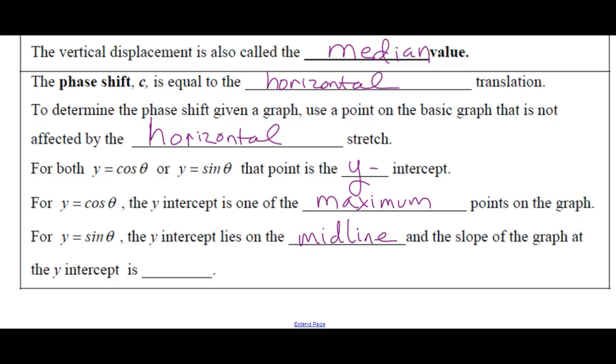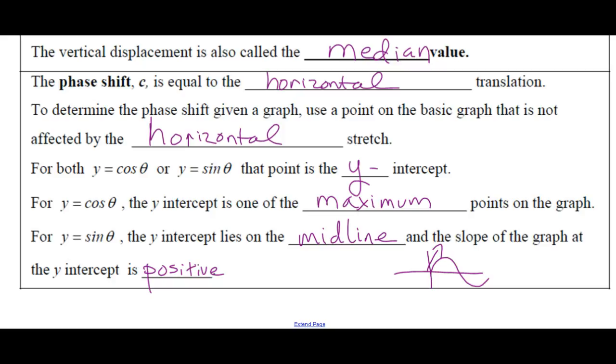And the slope of the graph at the y-intercept is, what's it doing? For sine theta, when it intercepts the y-axis, is the slope positive or negative? Positive. Okay, and the slope of the graph at the y-intercept is positive.